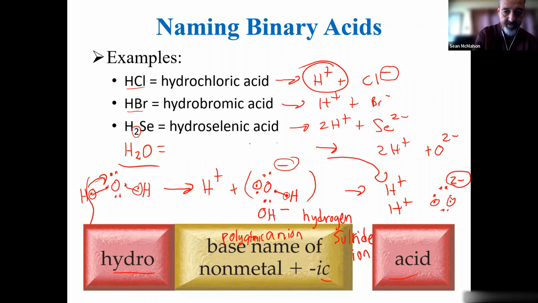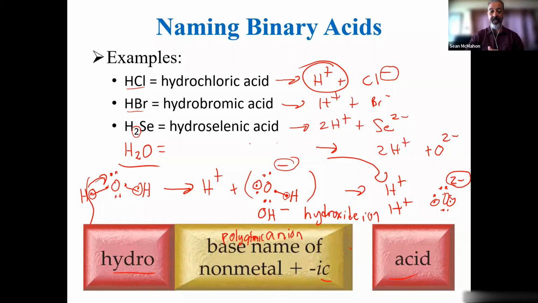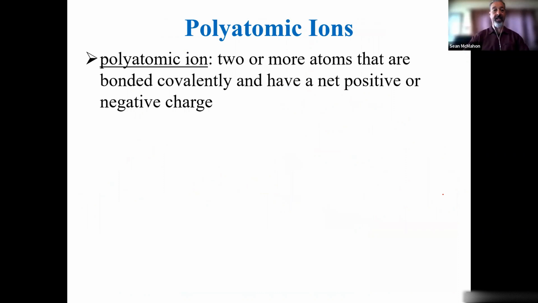what's referred to as the hydroxide ion. So the hydroxide ion is what? It is a polyatomic anion. What does that mean? It is 2 elements that are bound covalently that carry a charge. So that brings me to this lecture: polyatomic ions, 2 or more atoms that are bonded covalently and have either a net positive or negative charge. The negative is more common, but there are some cases with a positive.